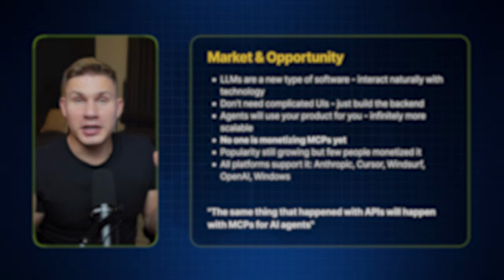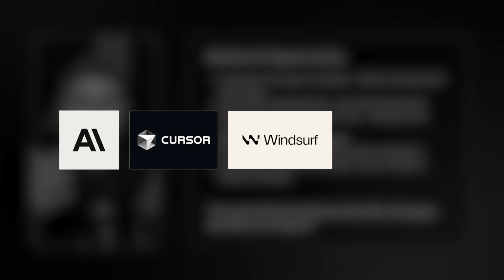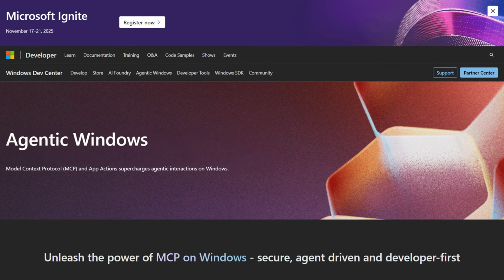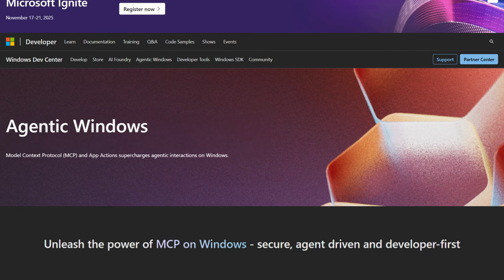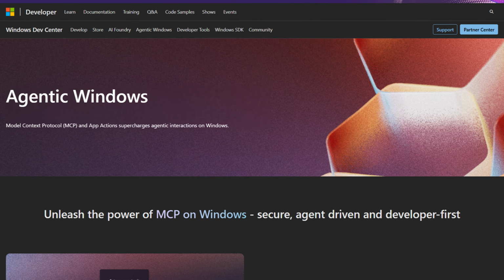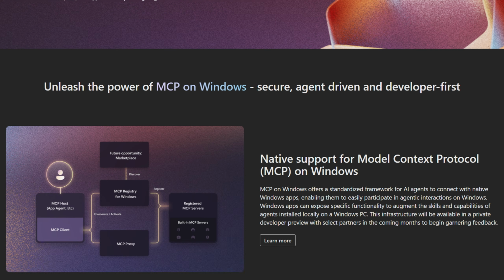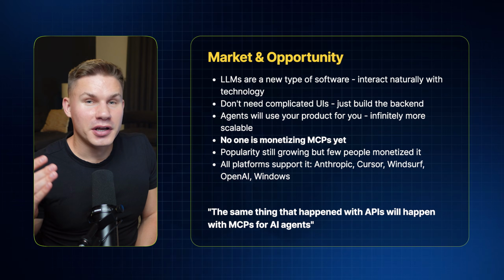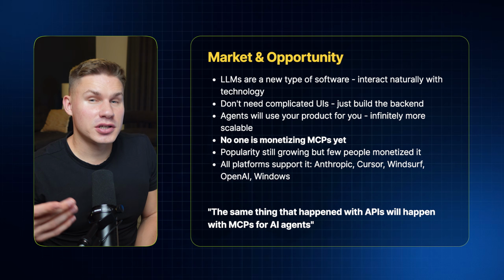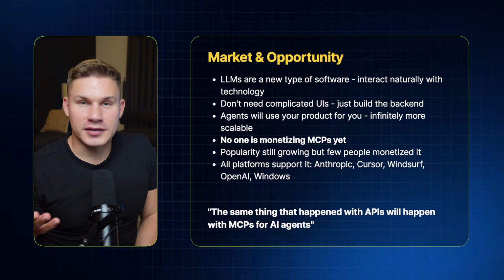Pretty much all platforms like Anthropic, Cursor, Windsurf, OpenAI, and even Windows already support it. Today, you can even create an MCP for Windows and allow agents to control apps like Word or Excel, which is something that we're going to talk about in a bit. But right now, let's take a look at some real success stories.